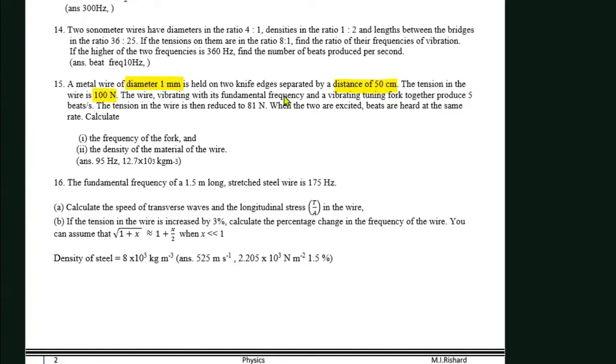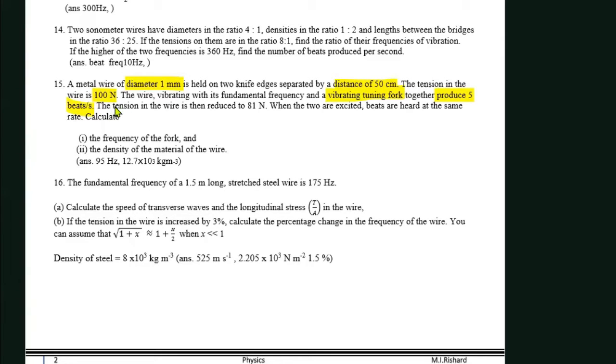Along with this vibrating wire, another vibrating tuning fork is placed. The wire vibrates with a certain frequency, and the tuning fork vibrates with a certain frequency. When these two frequencies are somewhat close to each other, you hear beats. They have said it produces 5 beats, which means the beat frequency is 5 hertz.